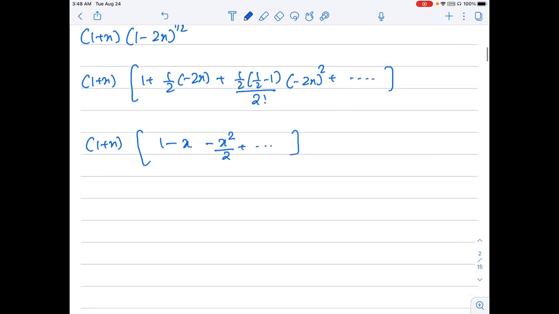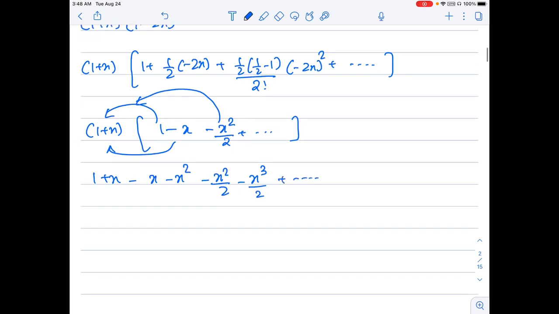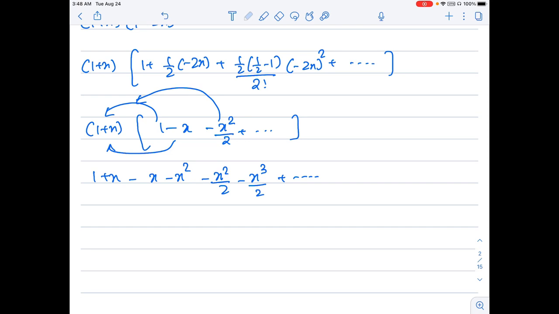Now I expand it further. So 1 is multiplied with 1 + x, so it becomes 1 + x. Negative x is multiplied with 1 + x, so it has become negative x and negative x squared. Then finally negative x squared upon 2 is multiplied, so it becomes negative x squared upon 2 and negative x cubed upon 2. But I want only the x squared term, so negative x cancels one, and these two become negative 3 upon 2 x squared. This is going to be the answer.